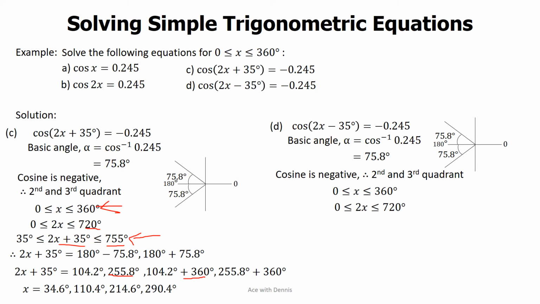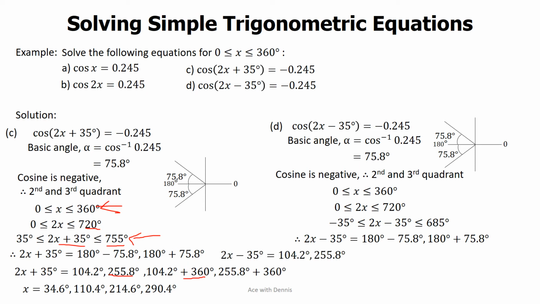Okay, x is from 0 to 360 degrees, so 2x will be from 0 to 720 degrees. Then 2x minus 35 degrees, the range is from negative 35 degrees to 685 degrees. Now we can write out the answer. 2x minus 35 degrees will equal 180 minus 75.8 degrees, and 180 degrees plus 75.8 degrees. Therefore 2x minus 35 degrees will equal 104.2 degrees and 255.8 degrees.